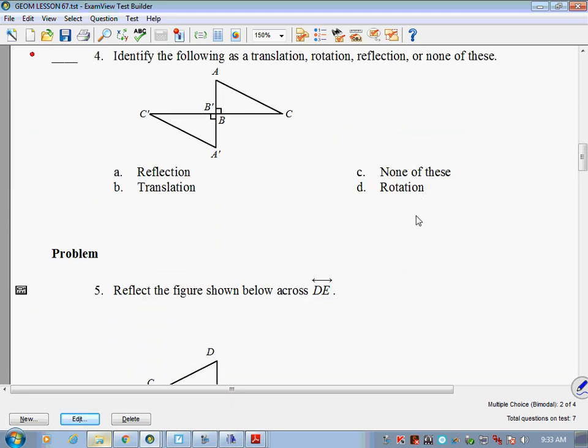Okay? Let's come over to 4. Austin, what do you think? Is it a translation, rotation, reflection, or none? Rotation, okay? All right, so I have this figure right here. And do we know what our point of rotation would be? Anybody know? Point B. Point B is my point of rotation. Anybody have any ideas about the degrees of rotation? Perfect, 180 degrees, because you'll notice that those are right across from each other, which create a straight line.